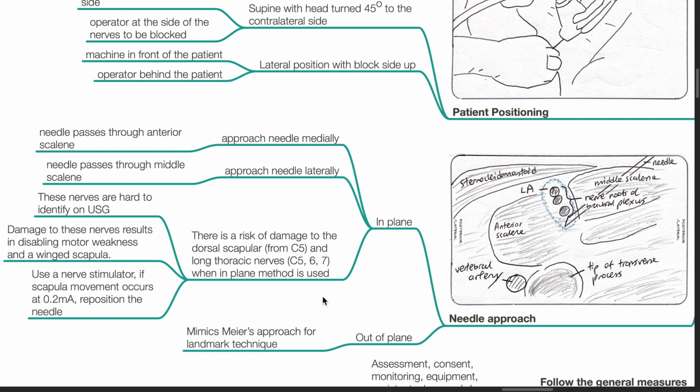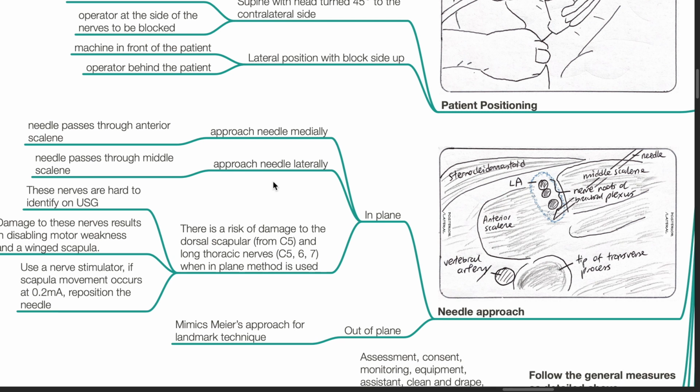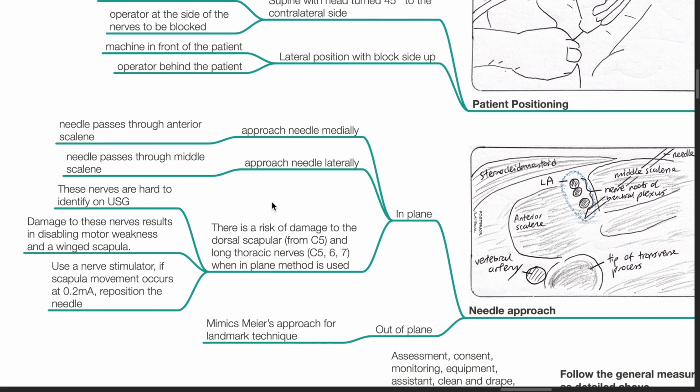Approach the needle medially. The needle passes through the anterior scalene. If the needle is approached laterally, the needle passes through the middle scalene. There is a risk of damage to the dorsal scapular and the long thoracic nerves when the in-plane method is used. These nerves are hard to identify on ultrasound. Damage to these nerves results in disabling motor weakness and a winged scapula.